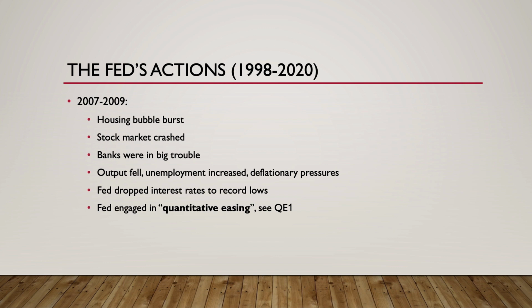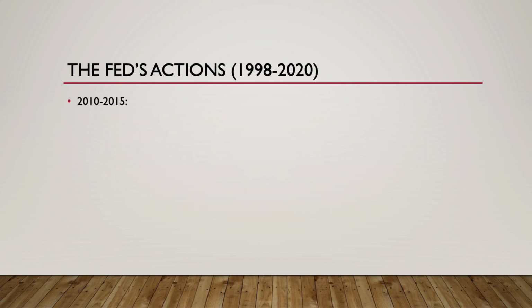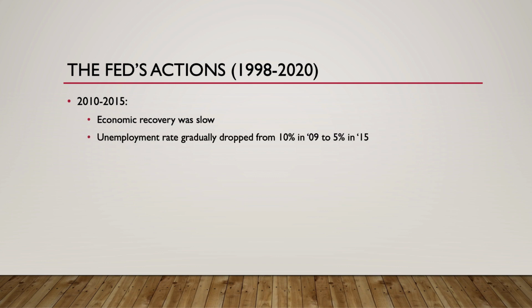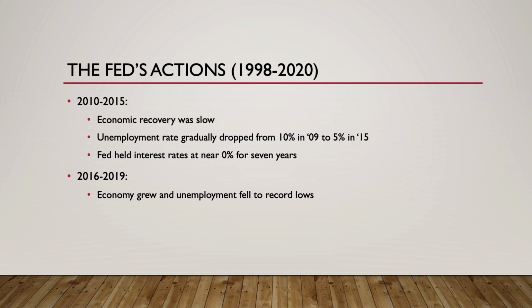I'll provide a formal definition for quantitative easing and explain how it differs from standard open market operations later in this lecture. In the years that followed, the economic recovery after the Great Recession was slow, with the unemployment rate dropping from 10% in 2009 to 5% in 2015. During this period, the Fed held interest rates at near 0% for about 7 years. From 2016 to 2019, the economy grew and the unemployment rate fell to record lows. Out of concerns of rising inflation, the Fed returned to a policy of raising interest rates.